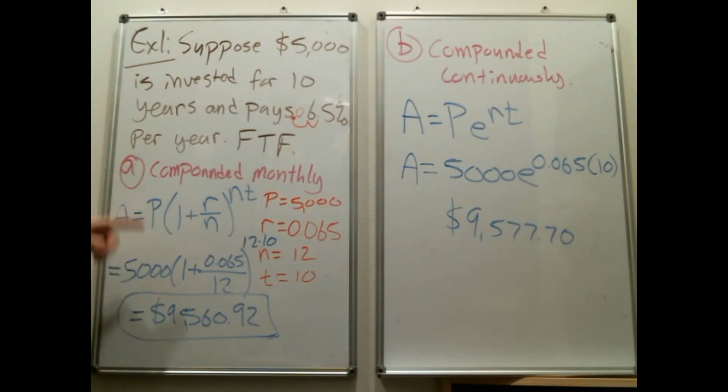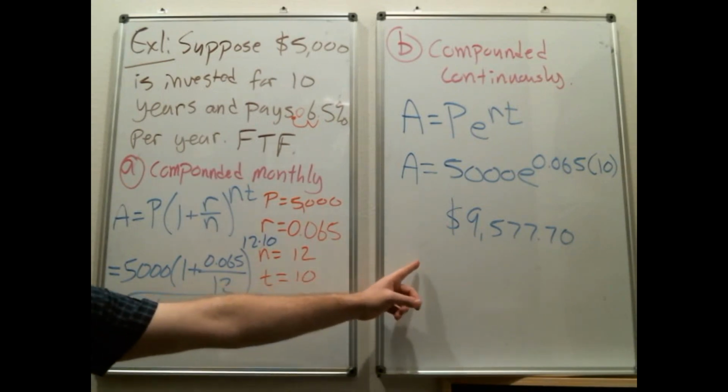If you were compounding daily, so n would be 365, you're compounding more times. Compounding daily would be bigger than this number here, and compounding continuously is the biggest of all.